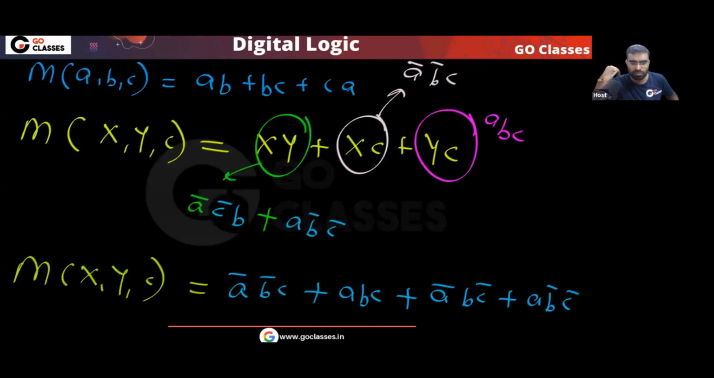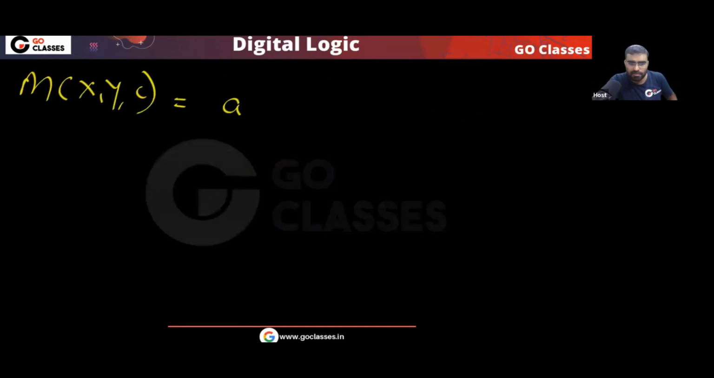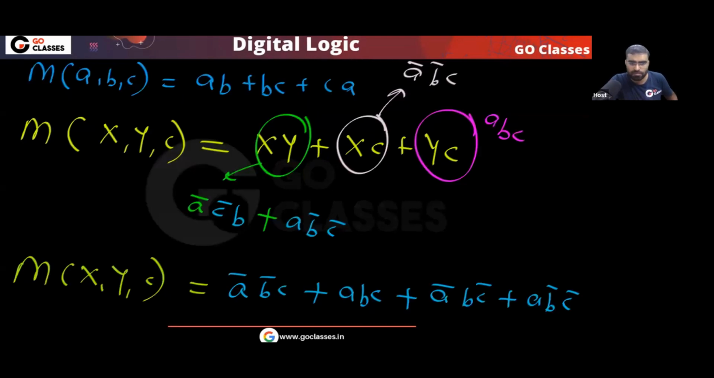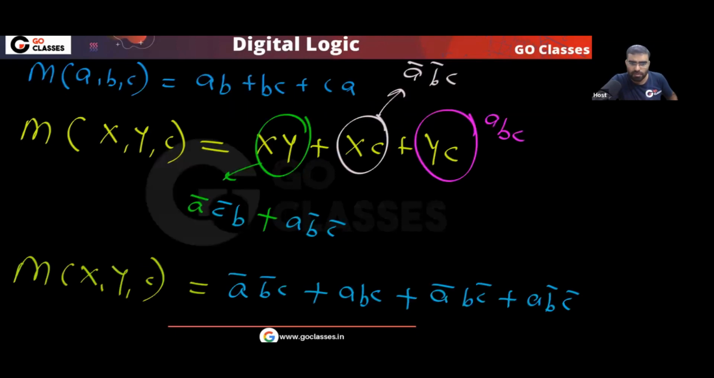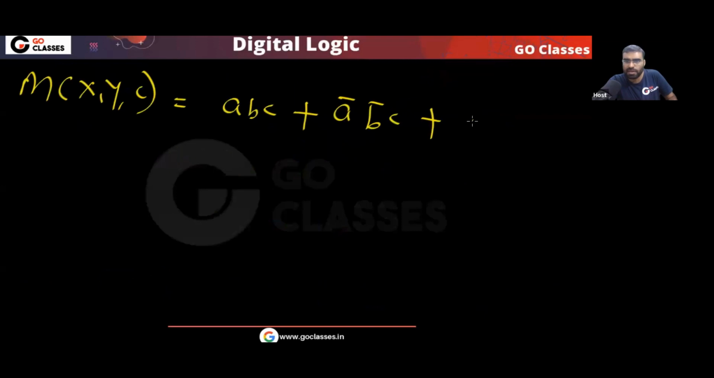That is equal to, I can say ab, abc, or a bar, b bar, c, or a bar, b, c bar, or a, b bar, c bar. What is this equal to? Please tell me. Now the question is asking this.